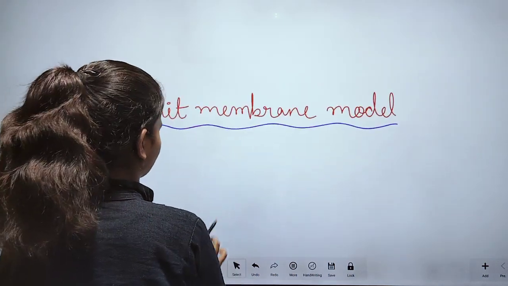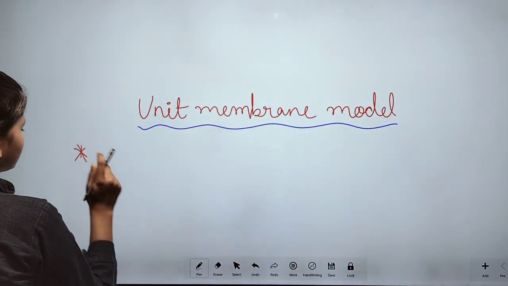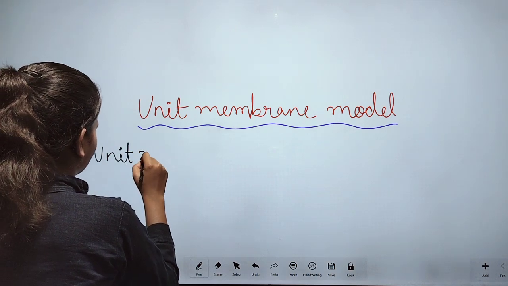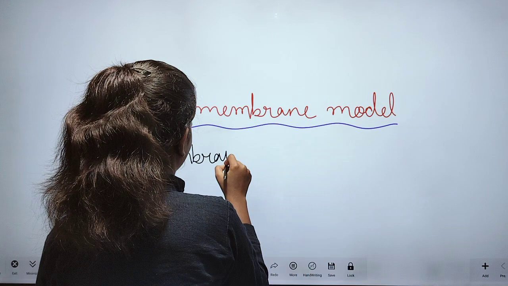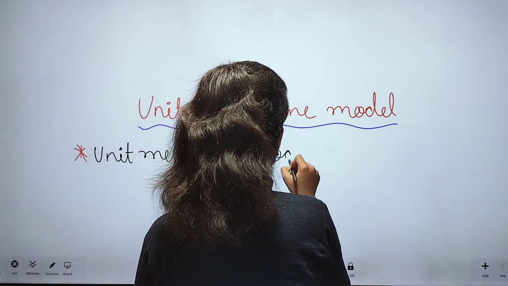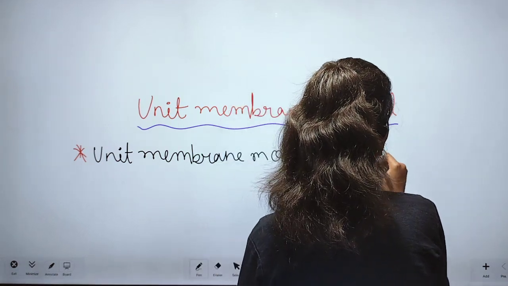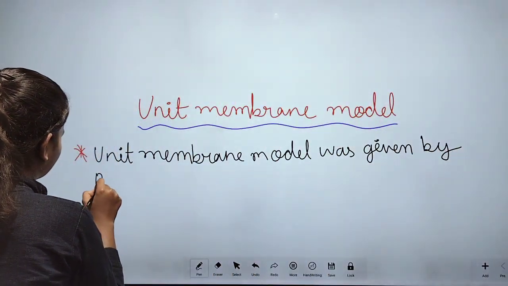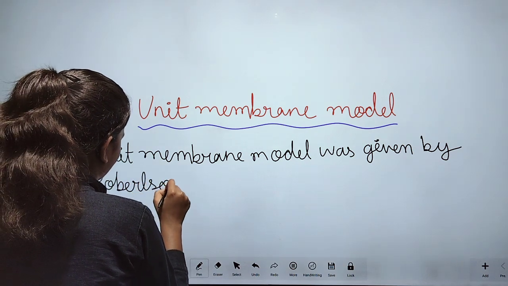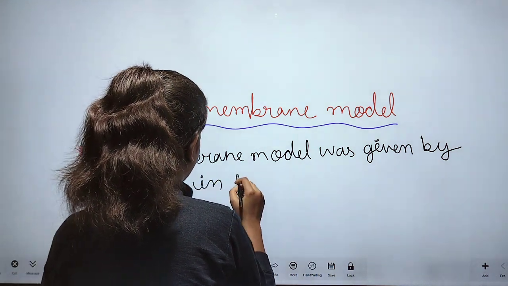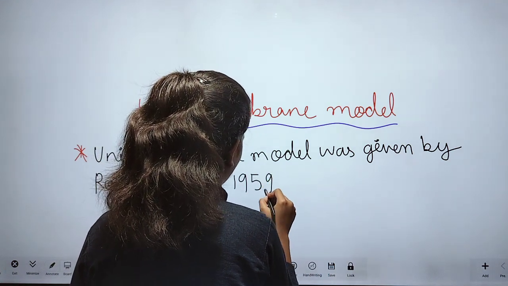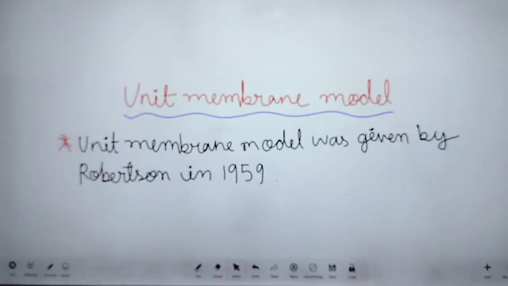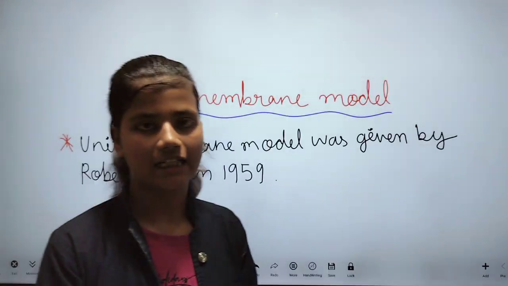Let's see our first point. The unit membrane model was given by Robertson in the year 1959.